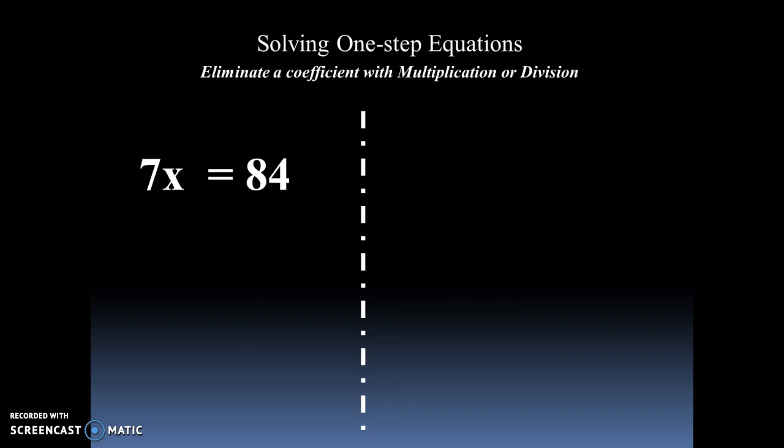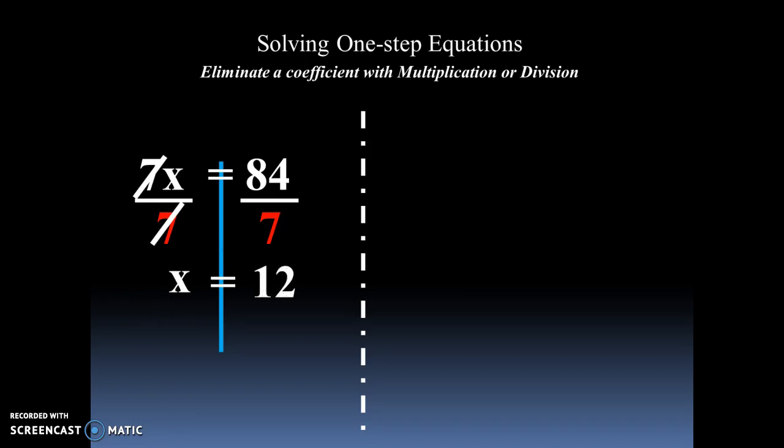Next, how do you get rid of a coefficient that is multiplied by the letter? Well, how do you get rid of a multiplication? You divide both sides. In this case, I'm going to divide both sides by 7. Works out nicely. You can cancel those. You don't have to show the cancellation. It's always going to be 1x, or at least 1 times the variable. X is equal to 12.